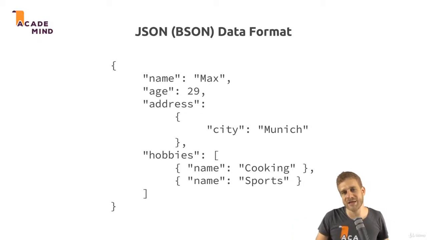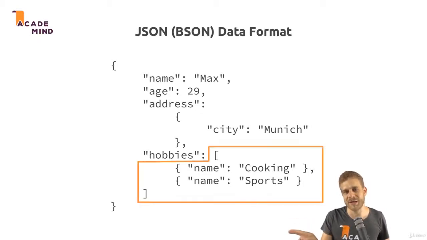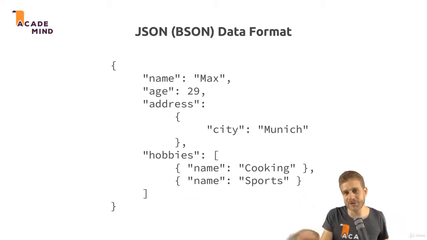Hobbies shows you another example of data you can store in a document. Here we have a list of embedded documents, and you could also have a list of strings or numbers. So storing lists is also possible. And this all together is then one document inside a collection.